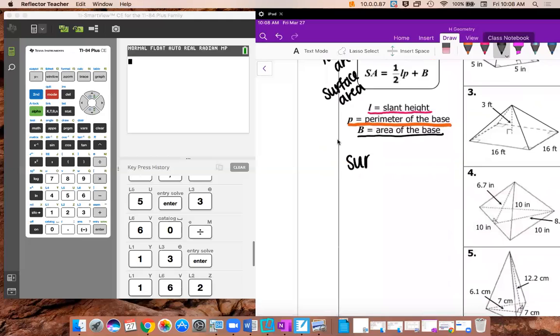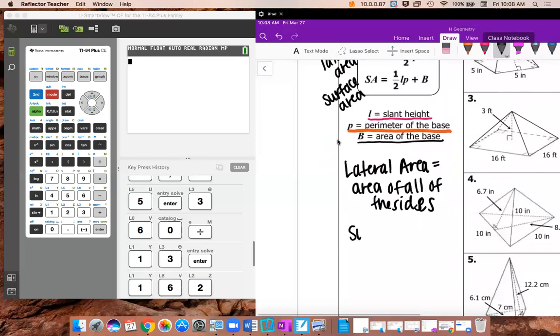So, actually, let's start with lateral area. Lateral area is just the area of all of the sides. So that does not include the base. It's just the area of all of the sides of your pyramid, not the base. Whereas the surface area is all of that lateral area, so all of the area of the sides, plus the base. So we've got surface area is lateral area plus the area of the base, so that big B. Okay, so those are the only two differences. Lateral area is just sides, surface area is all of the area in your entire shape.